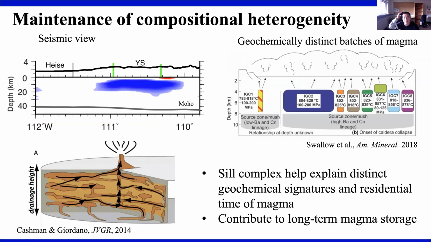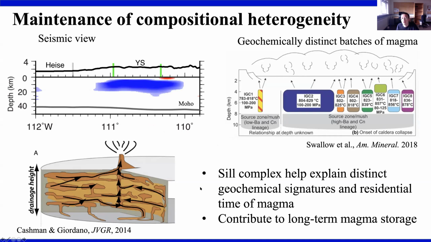I think this has further implications in terms of the maintenance of the compositional heterogeneity for the magma reservoir. So you can see in the seismic view, there's a strong horizontal layering. If you have a quite high percentage of melt in this melt-rich layer within the host rock, this first helps explain why these sills can be weakly connected, right? So they may evolve on their own.